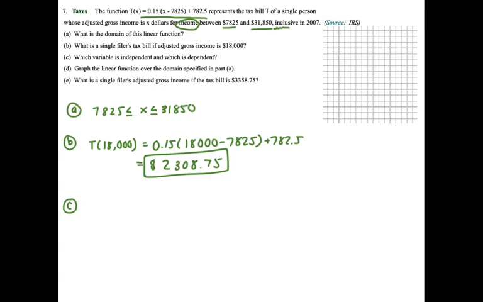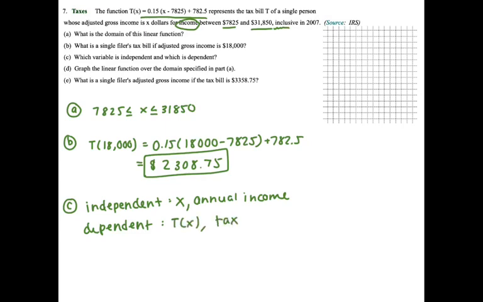What variable is independent and which is dependent? Well, the independent variable is what we plug into the function. So our independent variable here is x, which stands for your yearly income or annual income. The dependent variable, that's our T of x. That's our tax bill. Our tax bill depends on how much money we make a year.